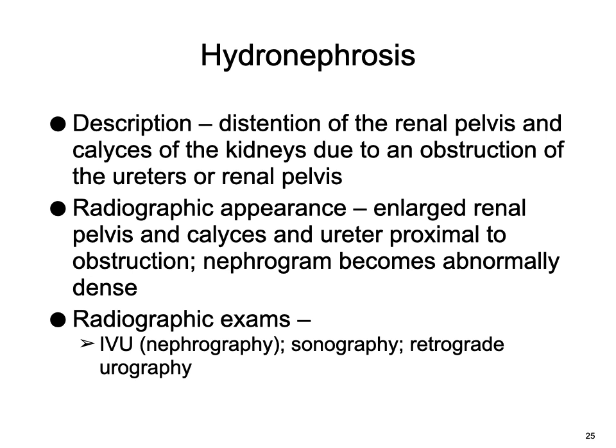Hydronephrosis, distension of the renal pelvis and calyces of the kidneys due to an obstruction of the ureters or renal pelvis. Radiographic appearance is an enlarged renal pelvis and calyces and ureteropelvic obstruction. Nephrogram becomes abnormally dense. The radiographic exams that you're going to perform would be an IVU or nephrography, sonography, and a retrograde urography.